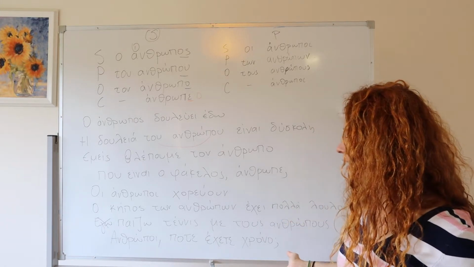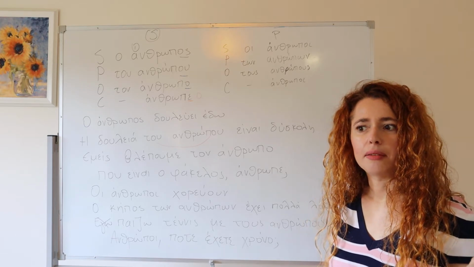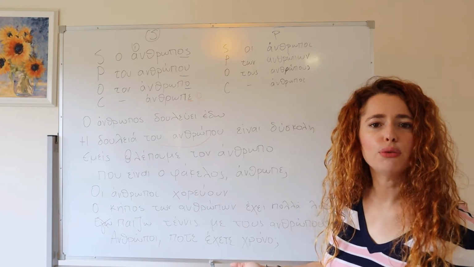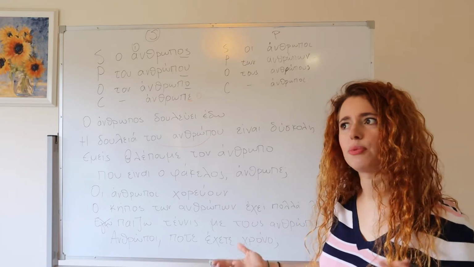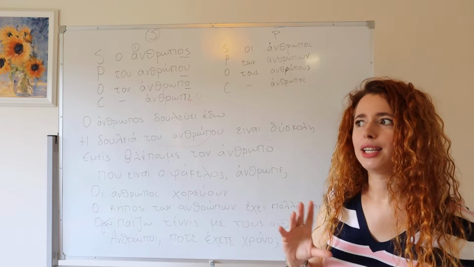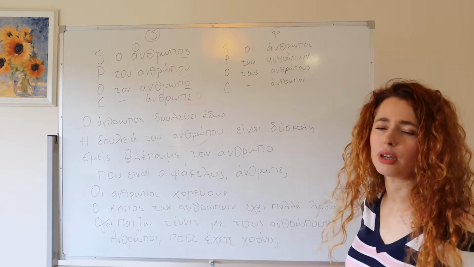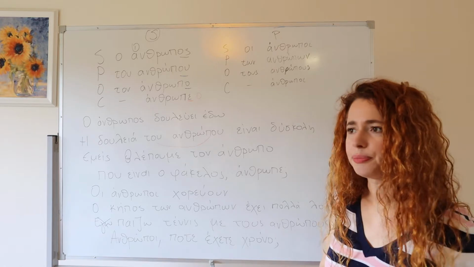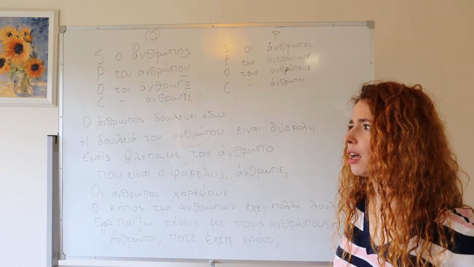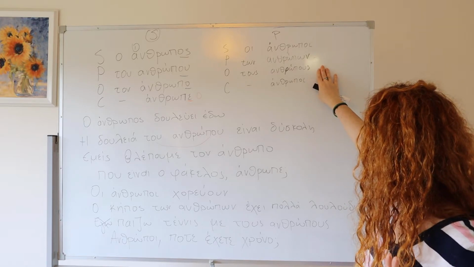We could say έχουμε κοινούς φίλους με τους ανθρώπους. We have common friends with the humans. And we have like two objects there. Κοινούς φίλους will be the first object and με τους ανθρώπους will be the second object. So that's it with τους ανθρώπους.